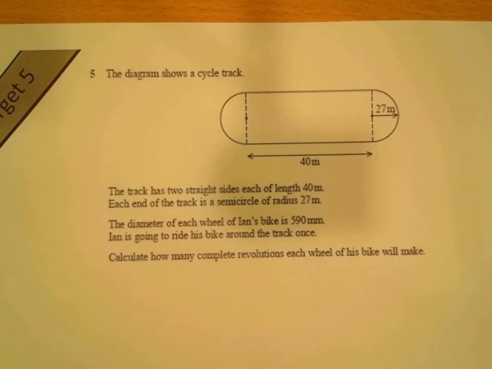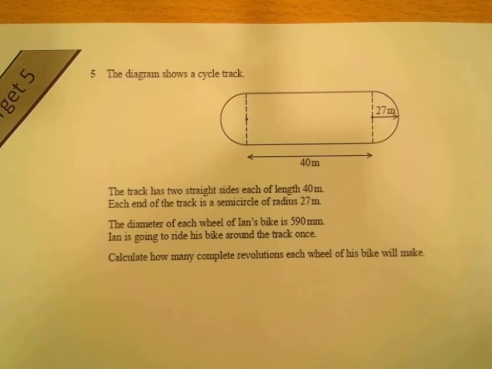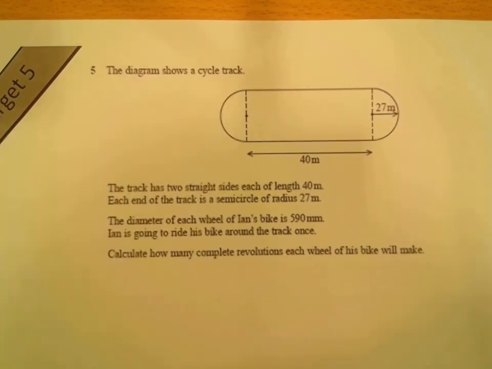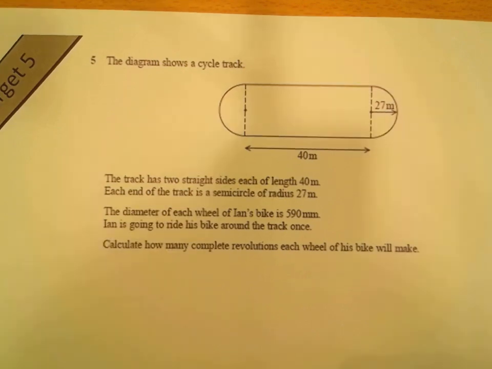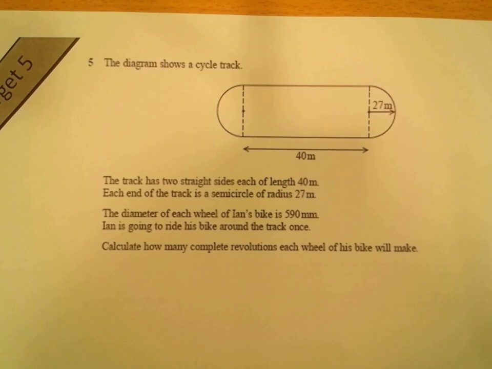The track has two straight sides, each of length 40 metres. Each end of the track is a semicircle of radius 27 metres. The diameter of each wheel of Ian's bike is 599 millimetres. Ian is going to ride his bike around the track once. Calculate how many complete revolutions each wheel of his bike will make.